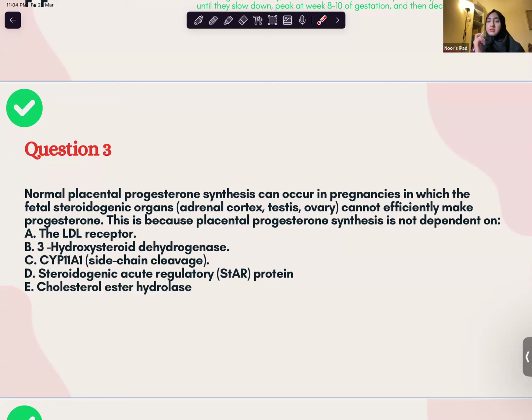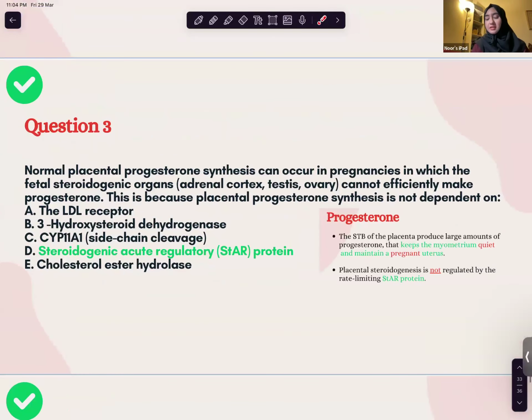Okay. Wow, that's nice. Good job, Zara. Yes, the answer is D. It's steroidogenic acute regulatory protein, which basically is a protein that is normally used for steroidogenesis in testes, in ovary, or in adrenal cortex, but it's not present in the placenta. Okay, good job. So the answer is D. You guys can read these notes from my slides.